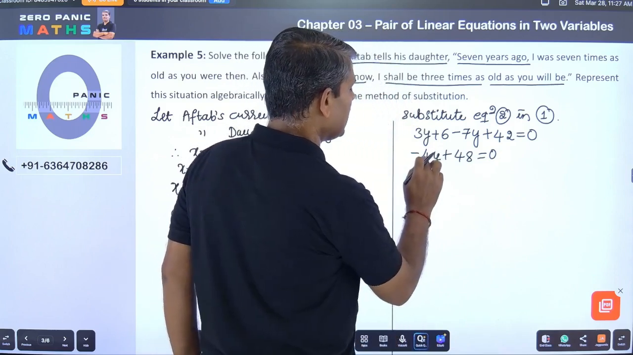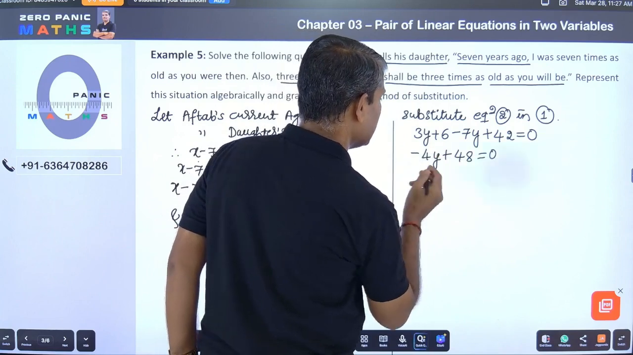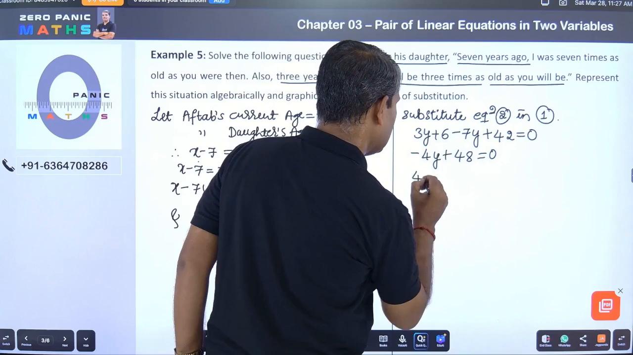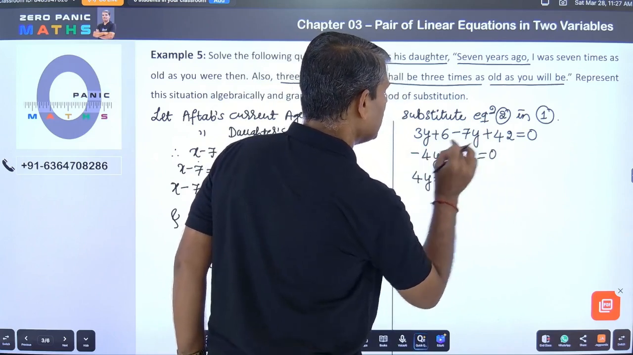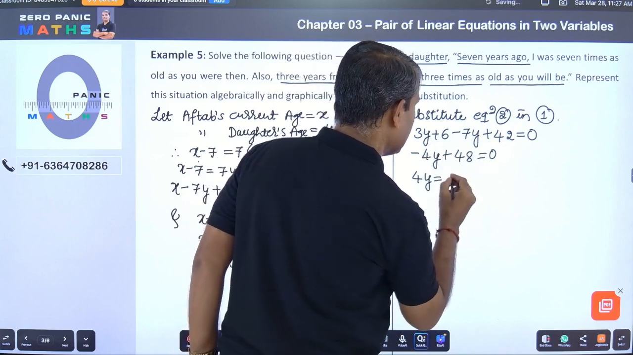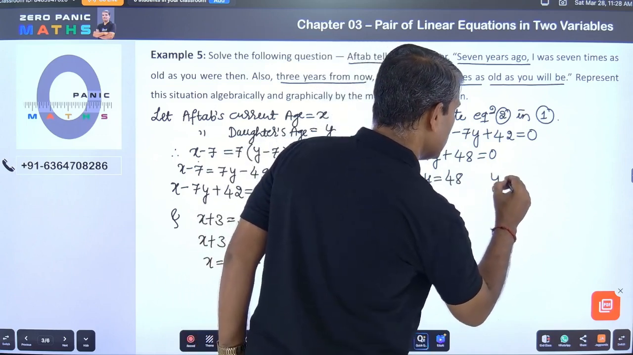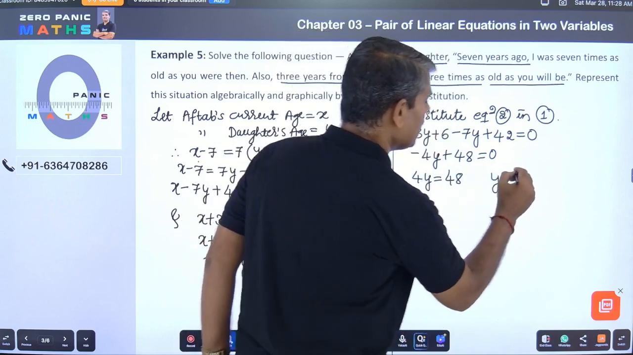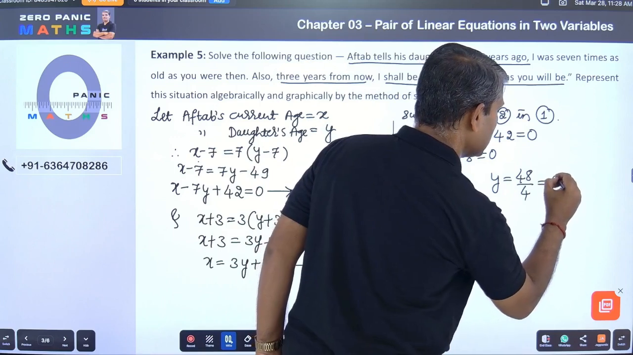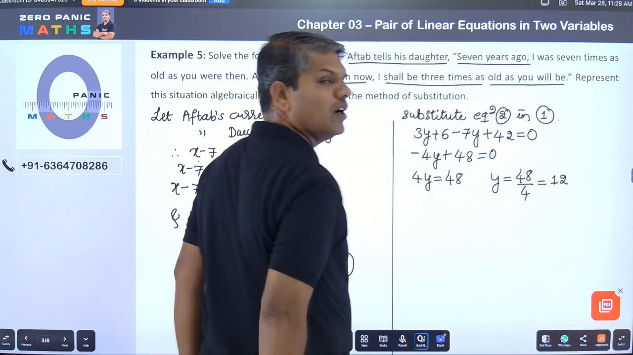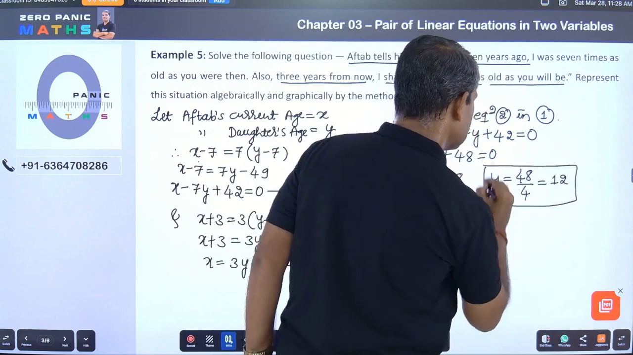Okay, let us take 4y to that side and write it in a neat format. So therefore 4y, keeping 48 on this side and taking 4y to that side, is equal to 48. So what is y? y is equal to 48 divided by 4, and that is equal to 12. Okay, so y is equal to 12 is one value.